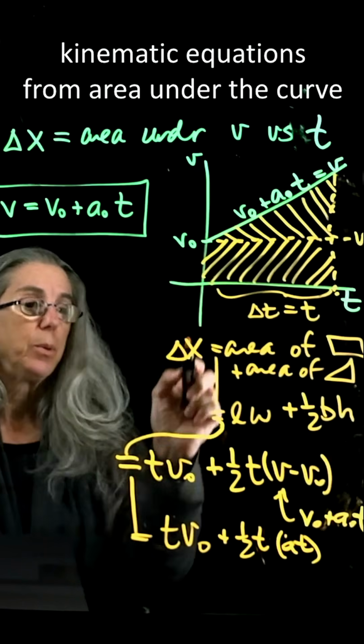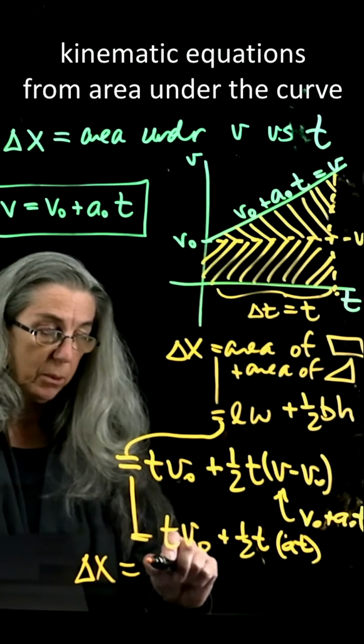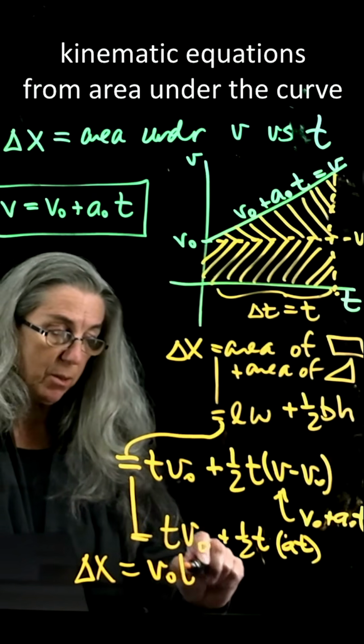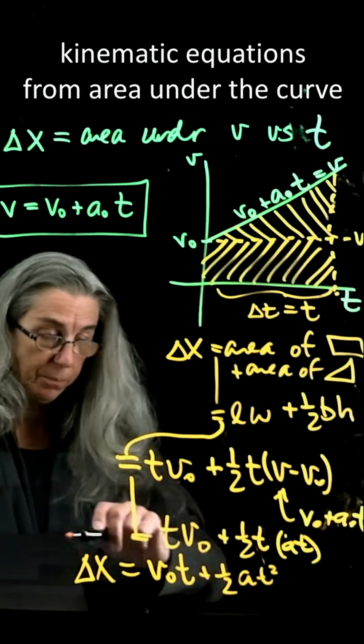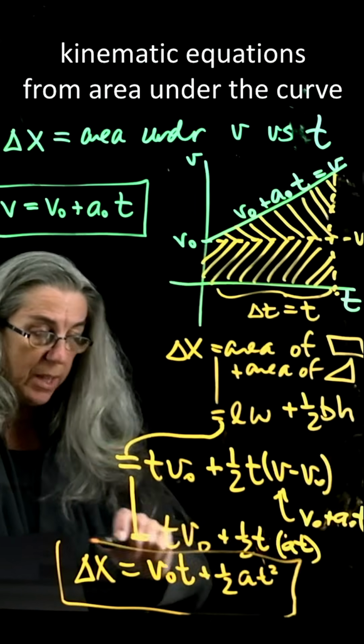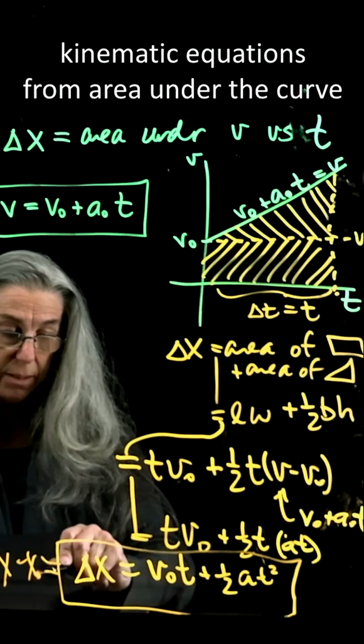So this was displacement delta x is equal to, we usually write it v0t plus 1/2 at squared. There you go. That's the final. You can replace this with x minus x0 if you'd like.